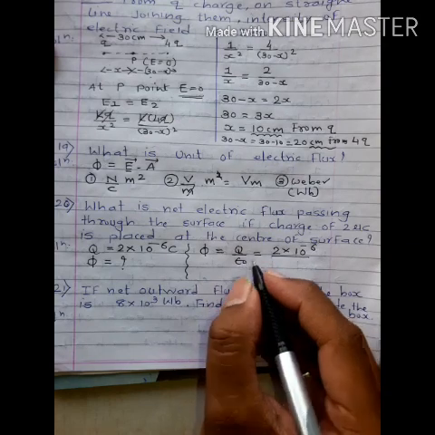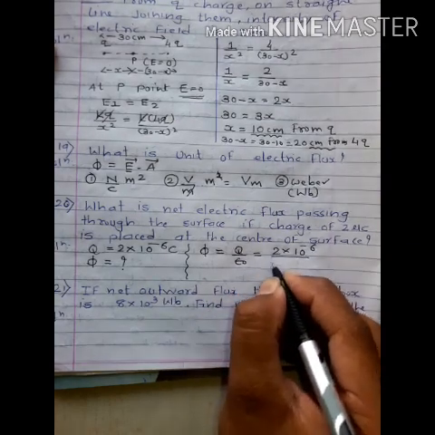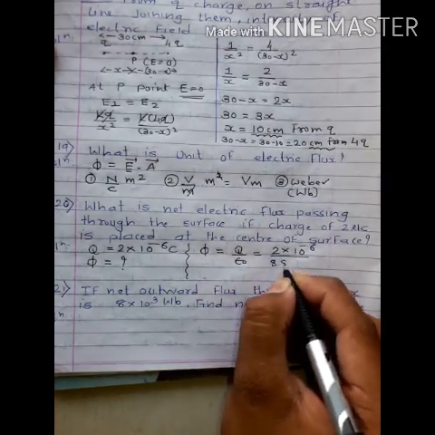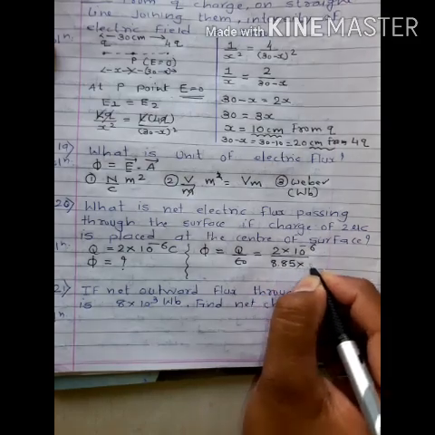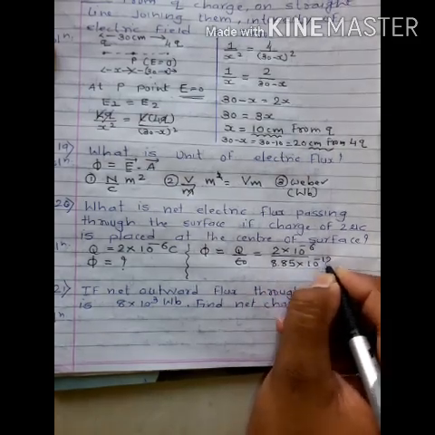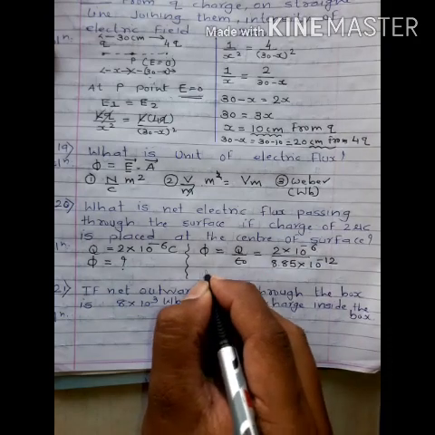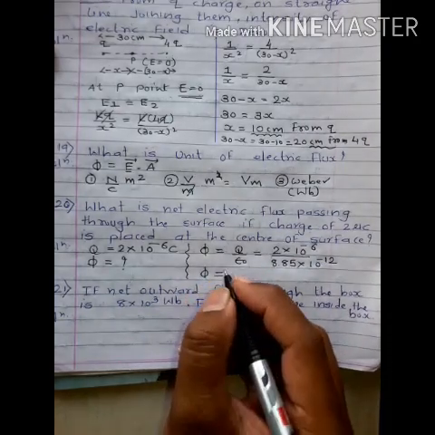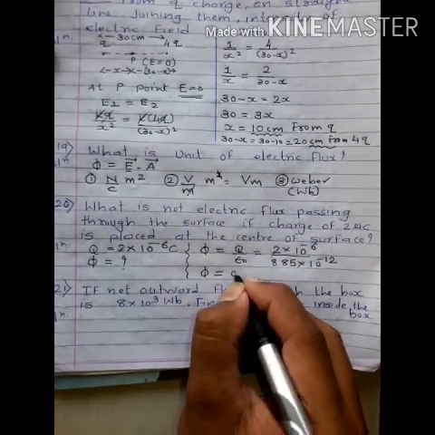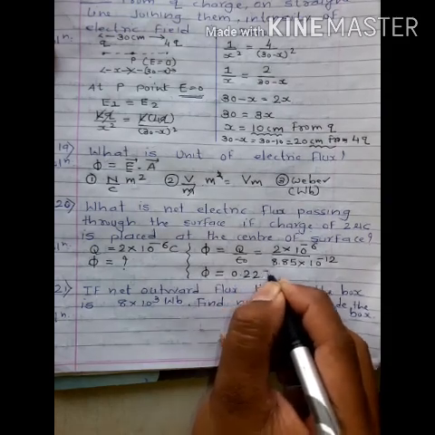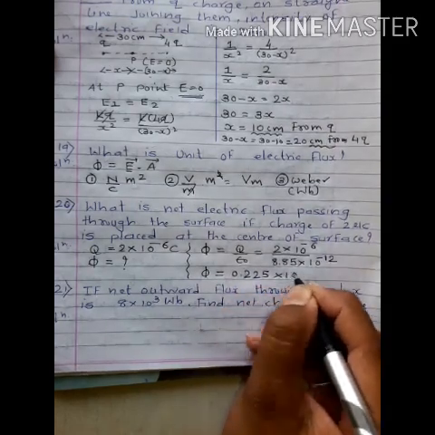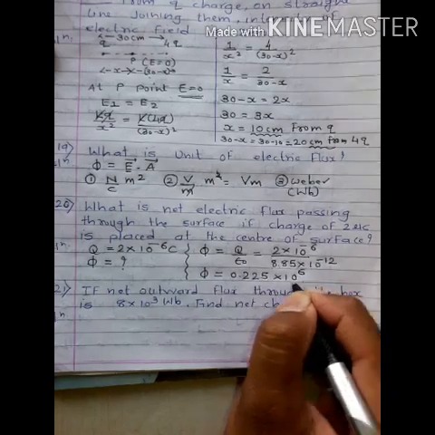Epsilon 0 is known as the permittivity of free space. This is a standard constant and its value is 8.85 into 10 raised to minus 12. Solve this example. So your final answer is 0.225 into 10 to the power 6.